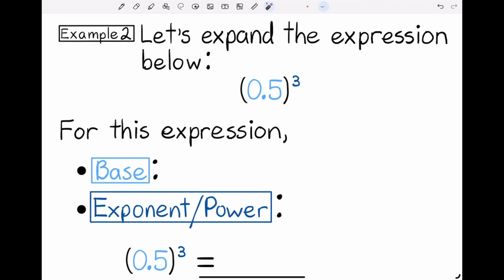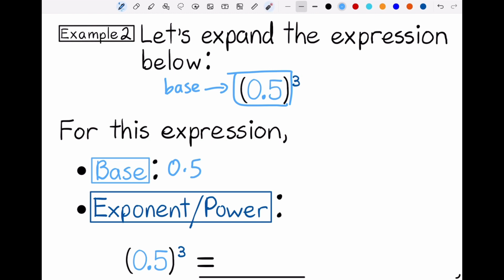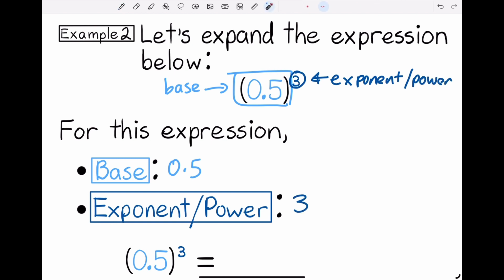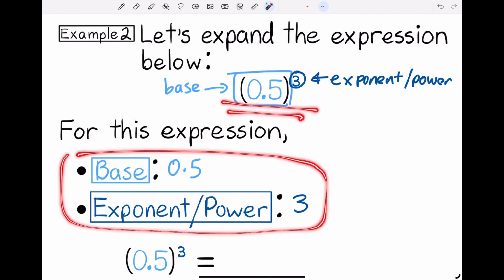Now let's expand the exponential expression of 0.5 to the third power. And just like we did in our last example, we need to identify the base and the exponent or power. Since the 0.5 is written larger than the 3, that tells us the base of our exponential expression is 0.5. So let's write that right here. And since the 3 is in the upper right hand corner, that tells us that 3 is our exponent, also called the power. And so let's write that here. And so now we have all the information we need to expand this exponential expression.